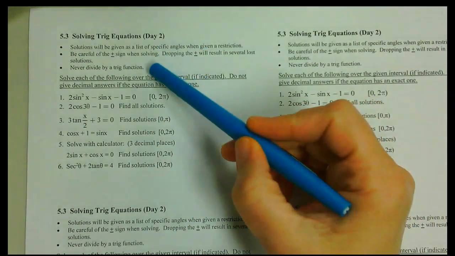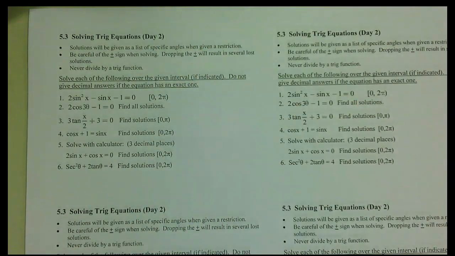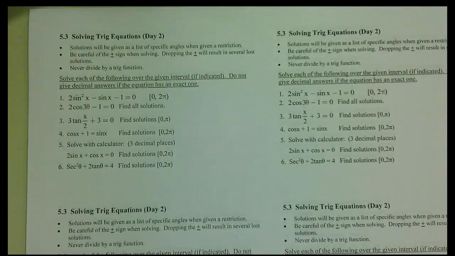And one last reminder, never divide by a trig function. You will always lose solutions and you'll never be able to get them back. So we're going to solve each of the following equations, 1 through 6, over the given interval, if it indicates one. Do not give decimal answers if the equation has an exact one. If it has an exact one and you give us a decimal answer, then you would not get credit for that solution. So you want to be real careful with that.